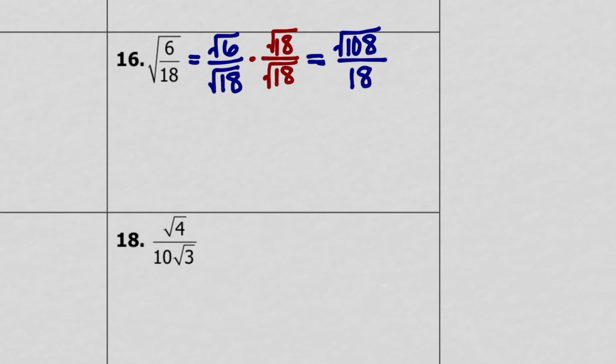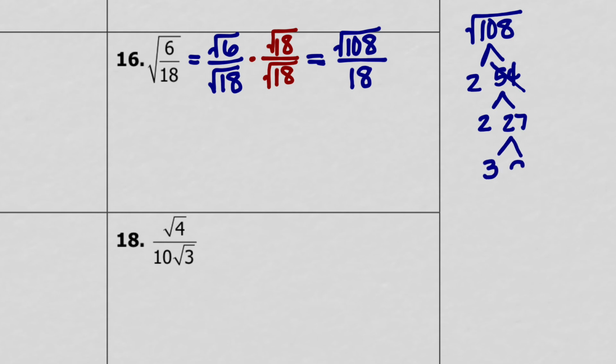Okay, we do need to simplify. So over here, I'm going to have square root of 108. Let's see, it's even, so 2 goes into it. 2 times 54. 54 is even. That's 2 times 27. Okay, 27 is not even, but 3 goes into it. 3 times 9. And then 9 is 3 times 3. So now I'm down to all prime numbers. Circle pairs.